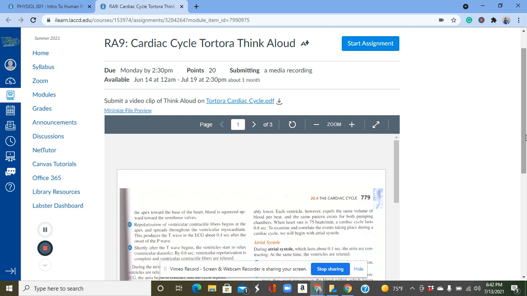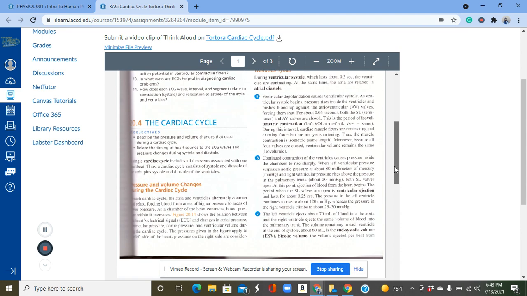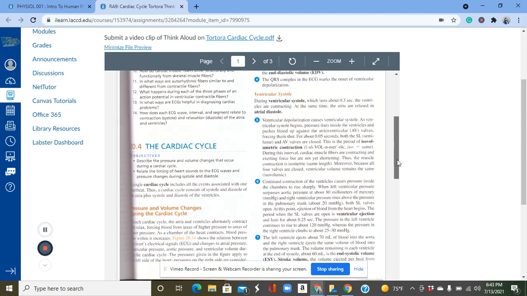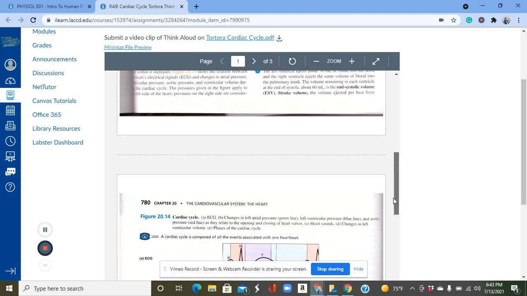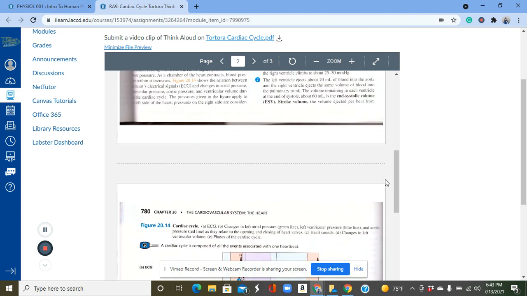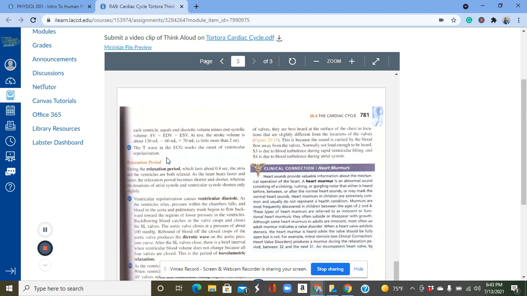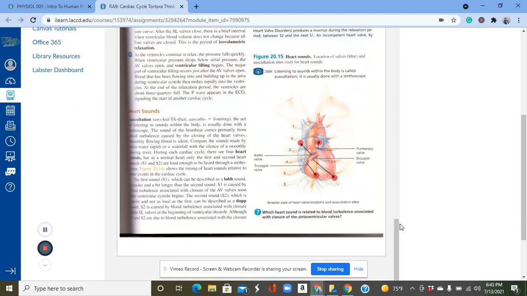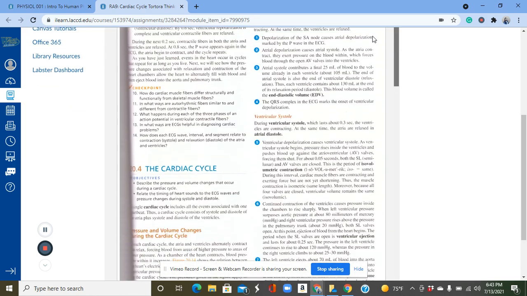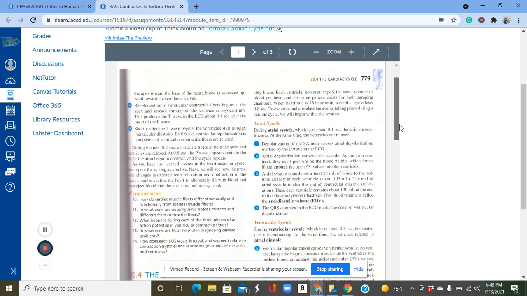So, I believe the topic for this assignment will be cardiac cycles, and it will go over the atrial systole, ventricular systole, the cardiac cycle, and volume changes during the cardiac cycle. We also have a figure here that shows the cardiac cycle, the relaxation period, and the last one is heart sounds. Okay, since I have a lot of information to go through, I will just get started right away.